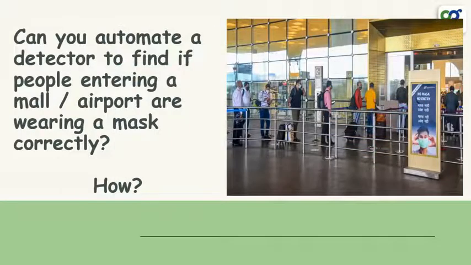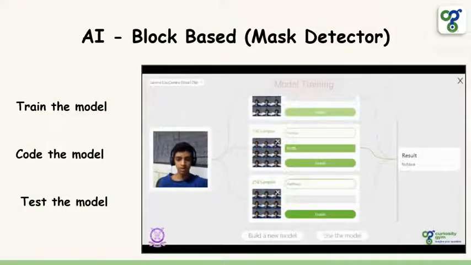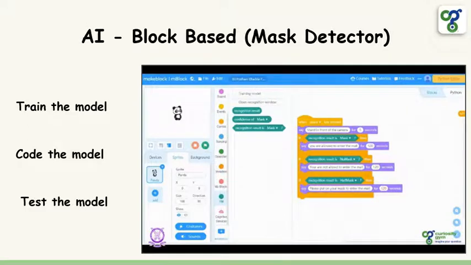Here is a very relevant real-life problem statement that challenges students to use AI for solution building. Shown here is a student-designed solution to the problem. Principles of image recognition are being put to use.